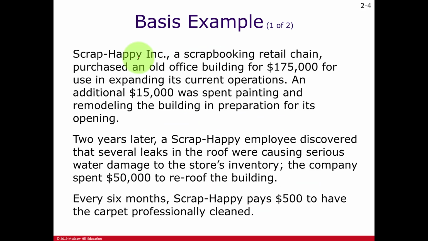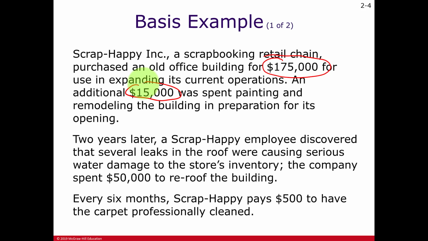We have Scrap Happy, a scrapbooking retail chain that bought an office building for 175,000, keeping in mind that there's no land costs in this 175, so we're going to depreciate the whole thing. Now, to get this building ready for use, they spent 15,000 on painting and remodeling. Again, this is for the initial use. So what you got to do is add up all the costs to get the property ready for use and treat it as one big asset.